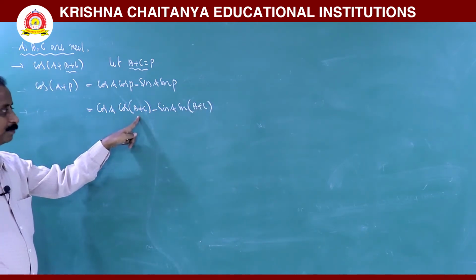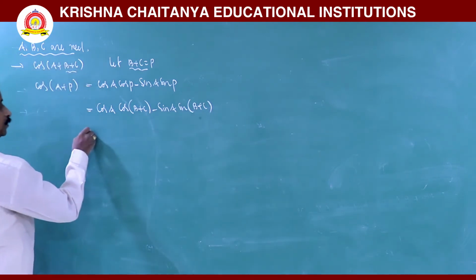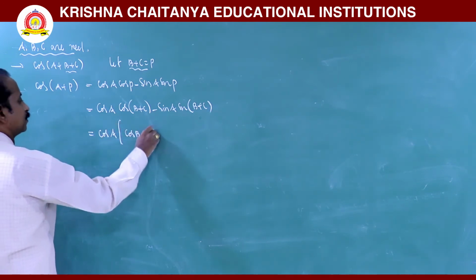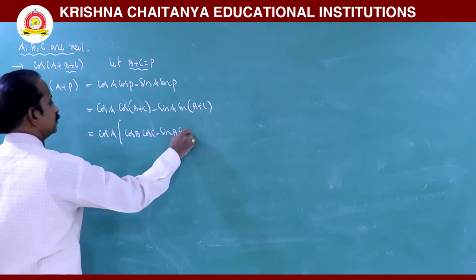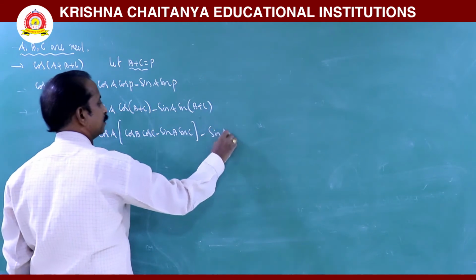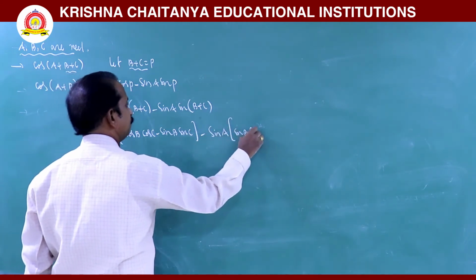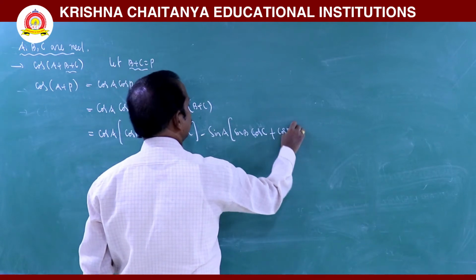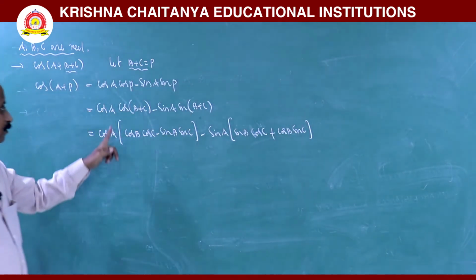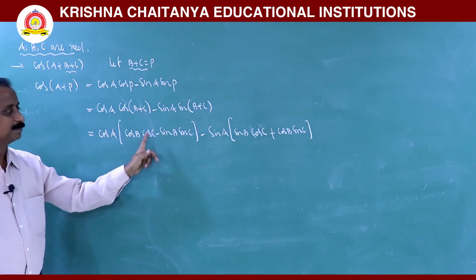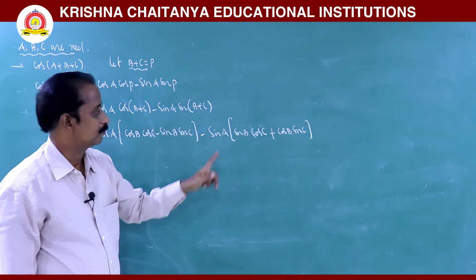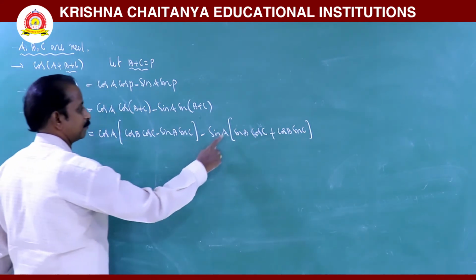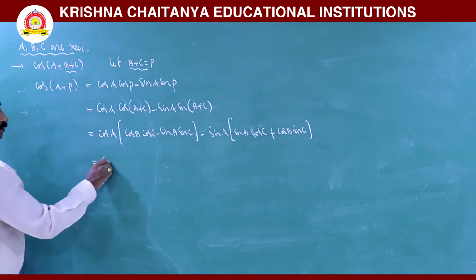This is in the form again cos(A+B), and this is sin(A+B). Using the formulas, we get cos A into cos(B+C), which is cos B cos C minus sin B sin C, minus sin A into sin(B+C), which is sin B cos C plus cos B sin C. Once again, cos(A+B) is cos A cos B minus sin A sin B, and sin(A+B) is sin A cos B plus cos A sin B. We multiply with cos A and with sin A. Let us multiply and see what we get.